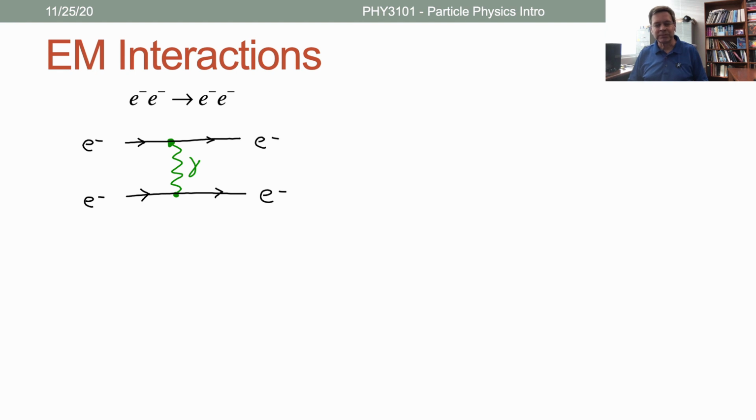As I said, for electron-electron scattering, we're just exchanging a photon between the two electrons. And here I've drawn it vertically to say, well, I don't know who's emitted it first because I can't know by quantum mechanics.